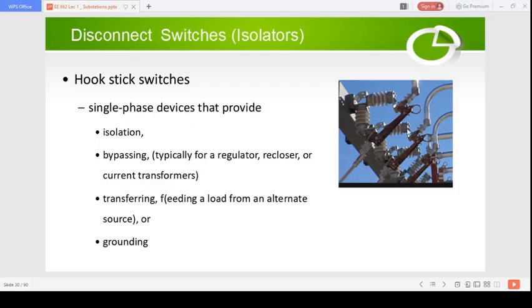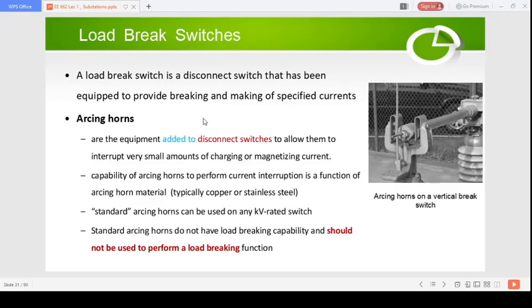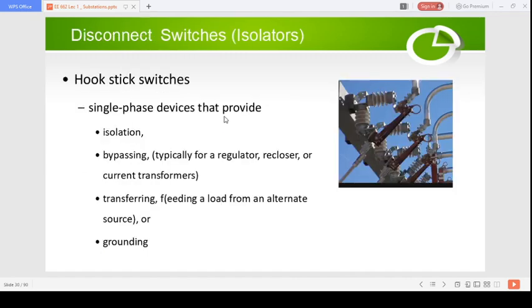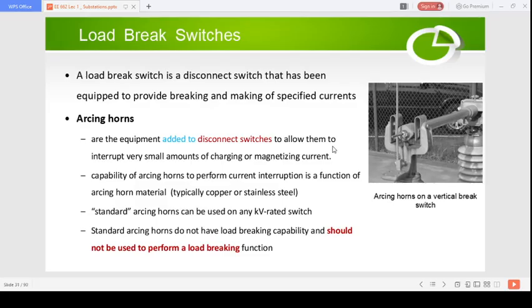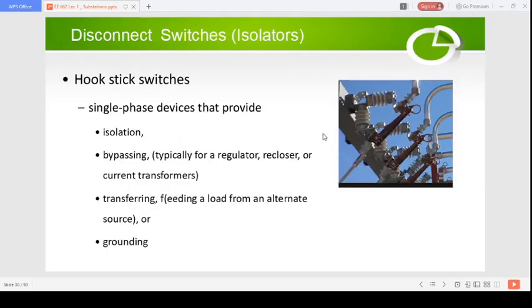One of the applications, as I discussed earlier, is the distribution transformer. To isolate the distribution transformers, you use this hook stick switch. The operator comes and puts the hook into this ring and then pulls down, so it will be open. And when you want to close it, you do the other way around. Okay, so that's about the disconnect switches.